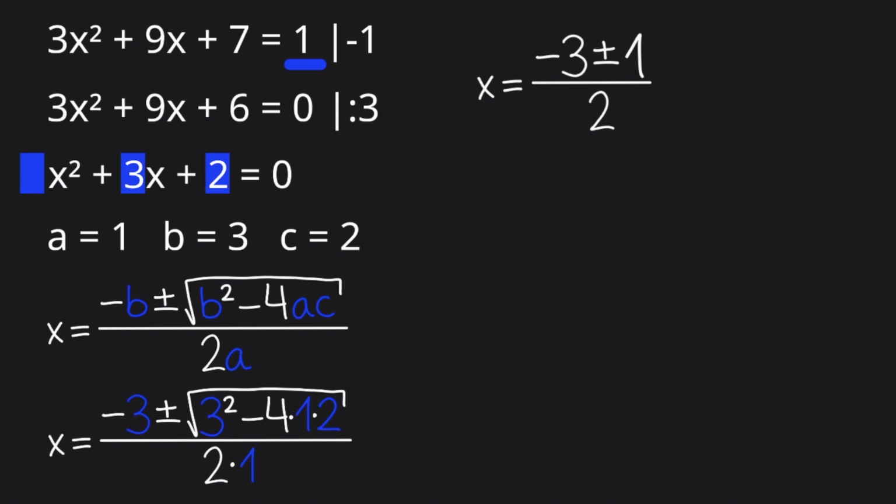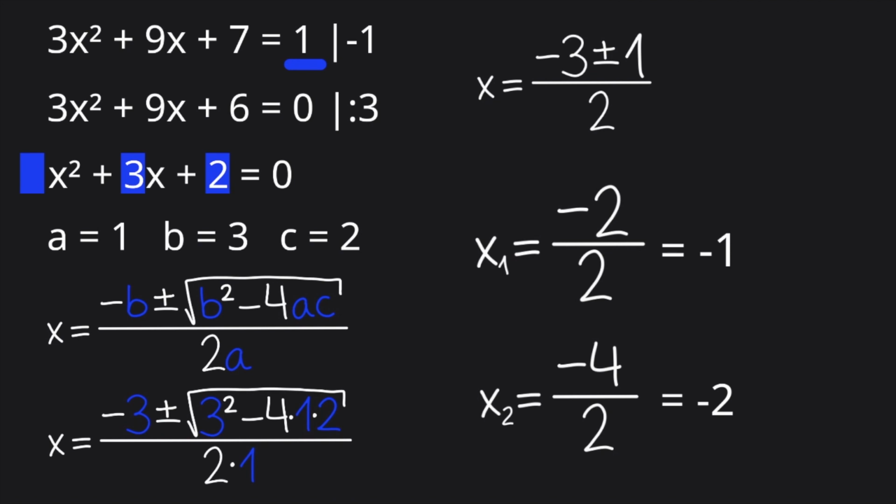This means that for our first solution, we need to calculate minus 3 plus 1 divided by 2, which is minus 2 divided by 2, so minus 1. And for our second solution, we need to calculate minus 3 minus 1 divided by 2, which is minus 4 divided by 2, so minus 2. And there we have the solutions to our quadratic equation, minus 1 and minus 2.